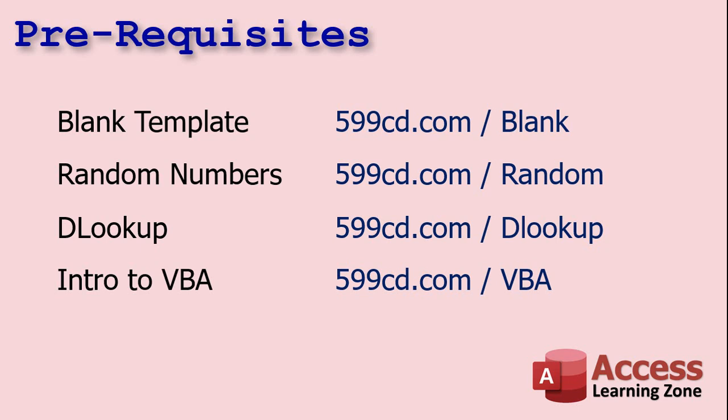Next, in order to randomize the flashcards, we need to learn how to generate random numbers. So go watch that video. Then we'll need to know how to use the DLookup function to look up one of the cards from the deck, right, from the table. And to put all this stuff together, we're going to use a little bit of VBA. Not a lot, not a ton. I'll walk you through all the things that you need. Maybe a handful of lines of code, okay?